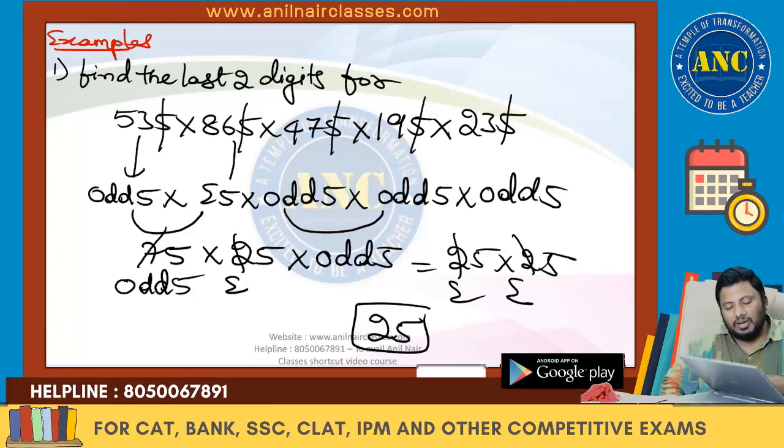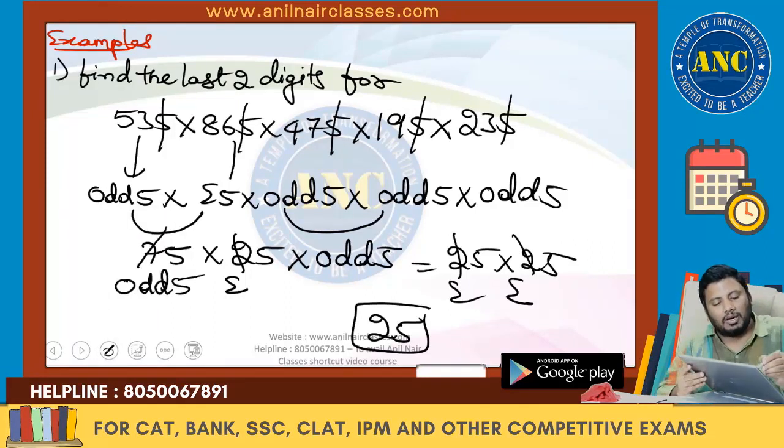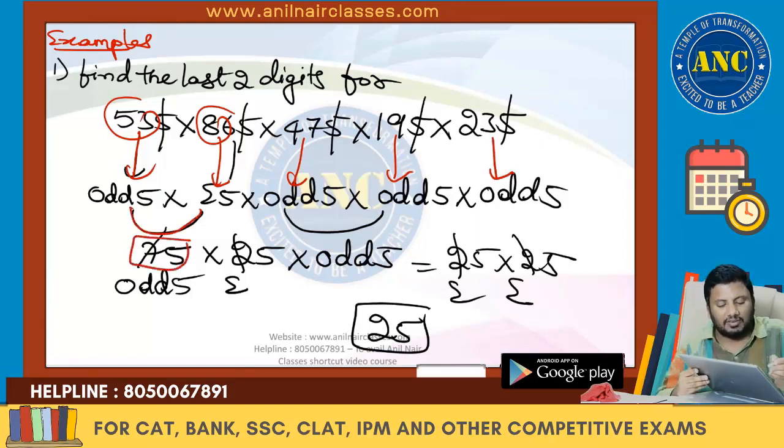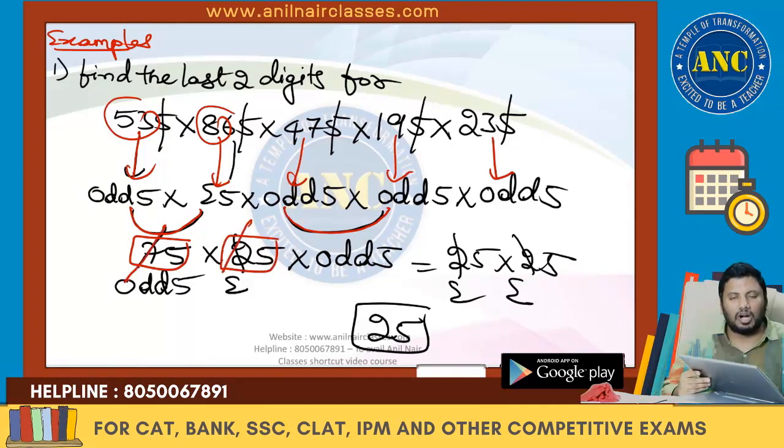Omit the 5s, we will do that a little later. A number is said to be an odd number if the unit digit is an odd number. So 53 is an odd number, 86 even number, 47 odd number, 19 odd number, 23 odd number. Odd 5 into even 5, 75. Odd 5 into odd 5, 25 into odd 5. 7 is odd, 2 is even. Odd 5 into odd 5, 25. 25 into 25. Answer is 25. First question. I hope it is clear.